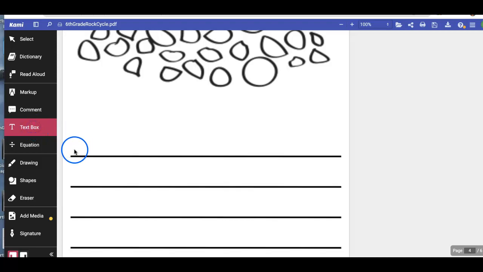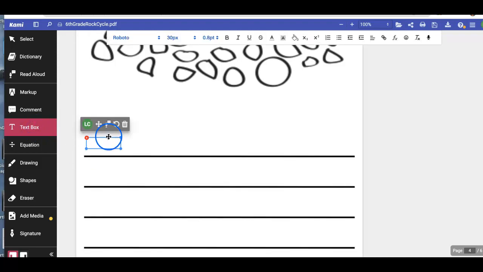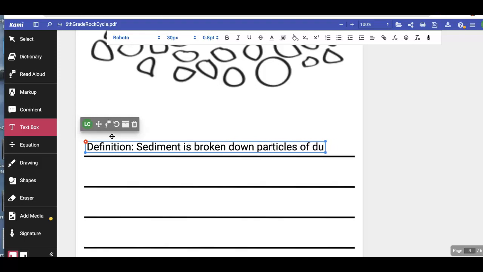So here we go. Feel free at any time to stop my video so you can copy what you need to copy. So with your pencil, write down definition. Put a colon, those are those 2 dots, and let's look at our notes and type out the definition. You will be writing it, I will be typing it. Sediment is broken down particles of dust, dirt, produced by weathering and erosion.